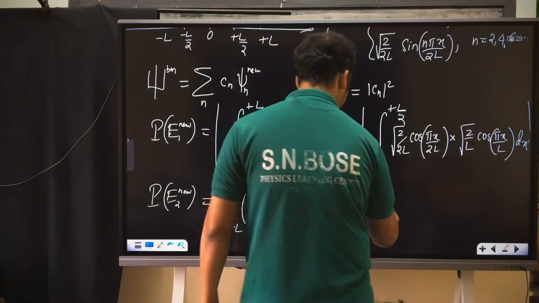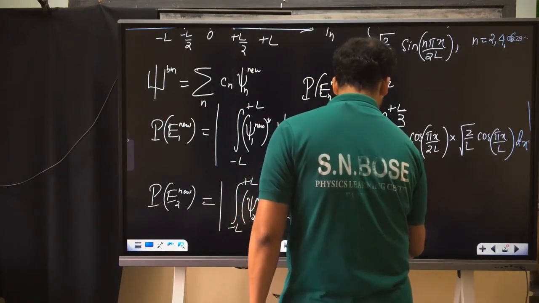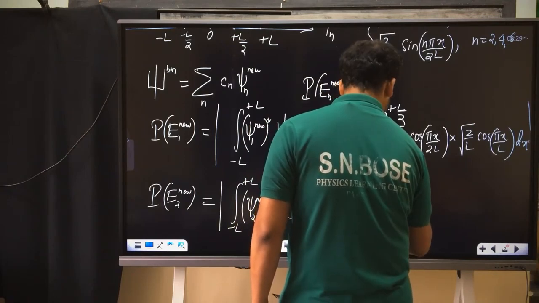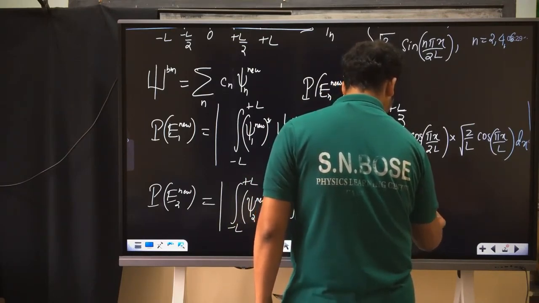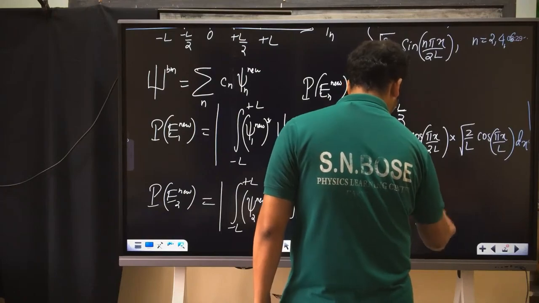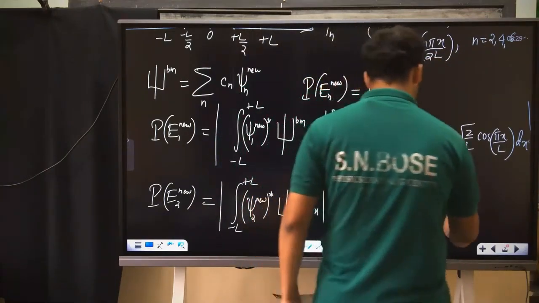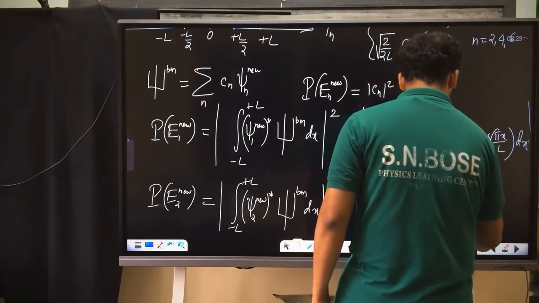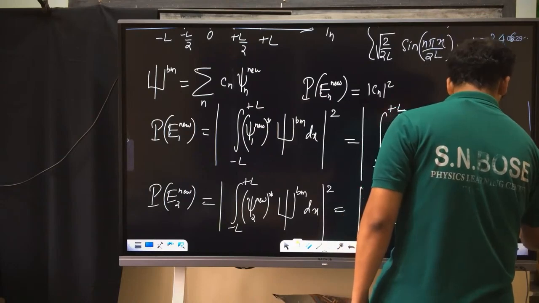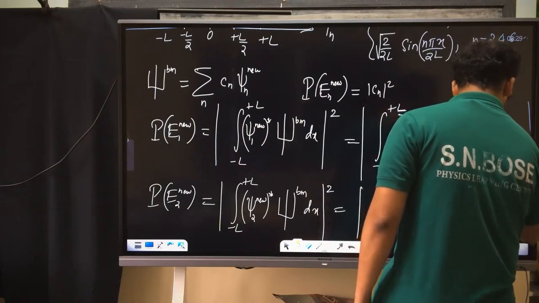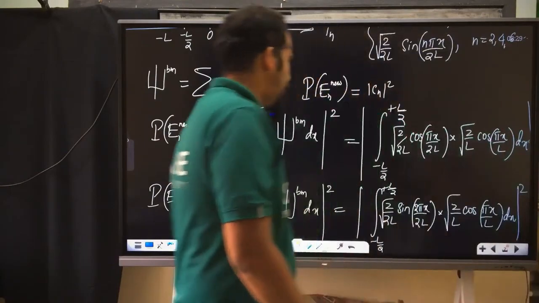What is this one? Can you quickly tell? Minus L by 2 to plus L by 2, root of 2 by 2L sine of 2 pi x by 2L, am I right? That is n equal to 2. Multiplied with root of 2 by L cos of pi x by L. What is this integral? Why is it 0?